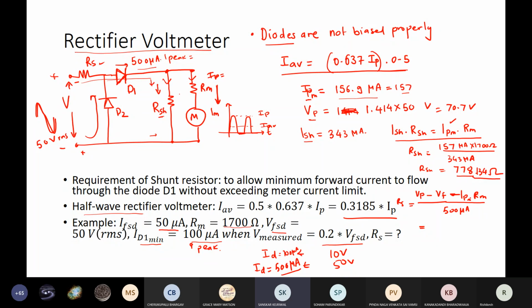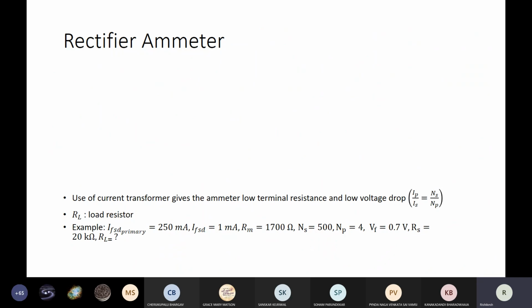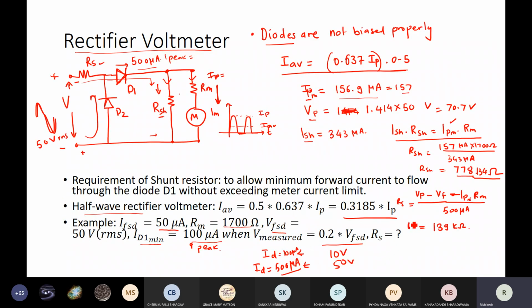139 kilo ohm. Fine. You see, now we are able to calculate RS as well as RSH based on the given specifications.